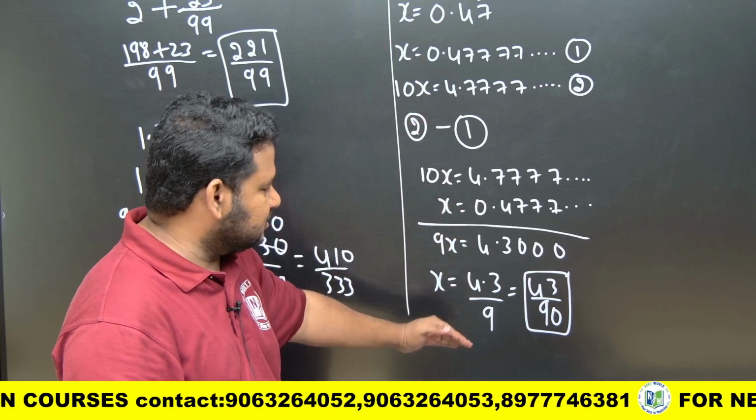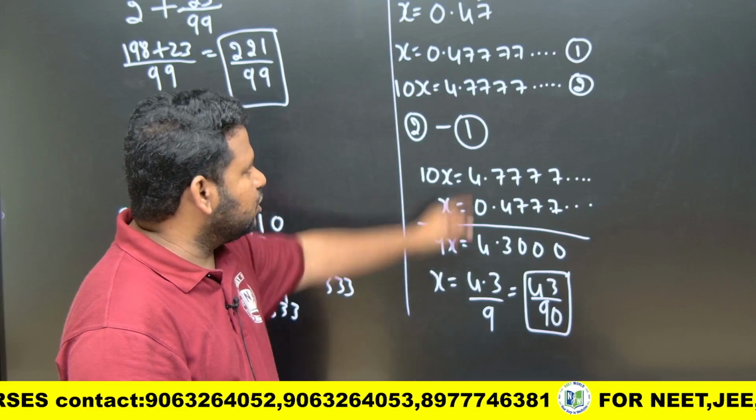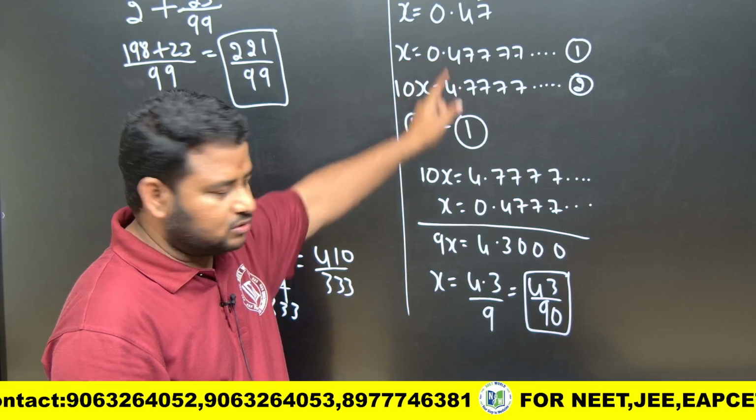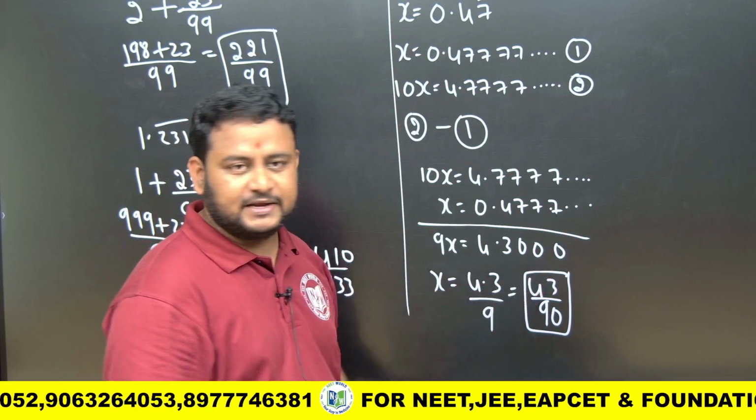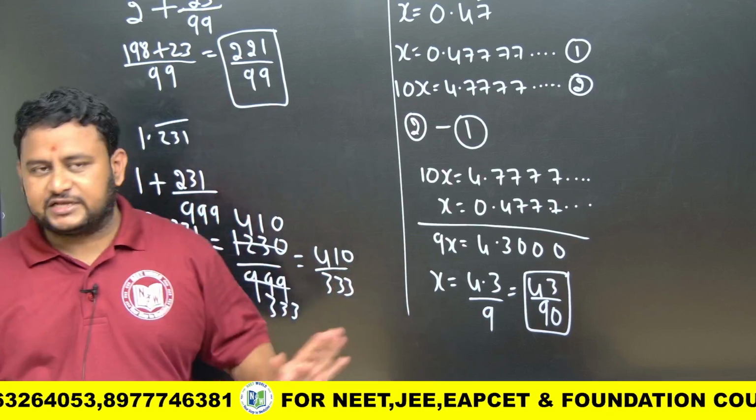You have to solve it like this. This is the method you have to use. On how many digits is the bar? On 1 digit. So you have to multiply by 10, and this will become 43 by 90.